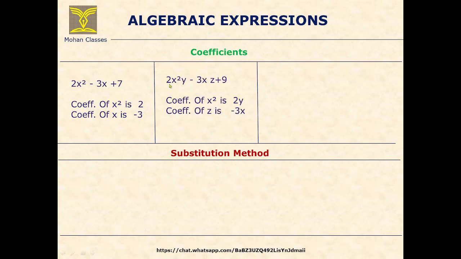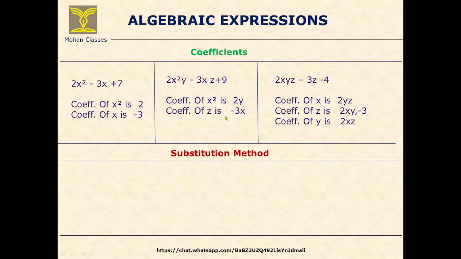Similarly, if we are seeing here 2x square y minus 3xz plus 9. Here what is the coefficient of x square? If we are closing x square, 2y. 2y is the coefficient of x square. So what is the coefficient of z here? If you are closing this z, you are having minus 3x. So minus 3x is the coefficient of z. So in this expression, 2xyz minus 3z minus 4, the coefficient of x is 2yz. If you are closing x, you will get 2yz.